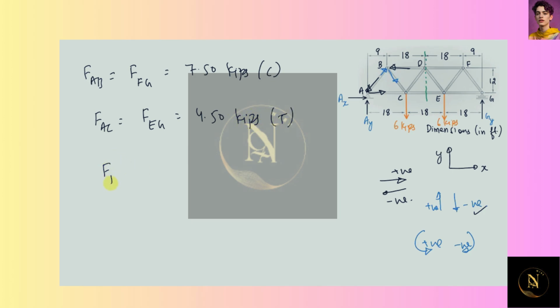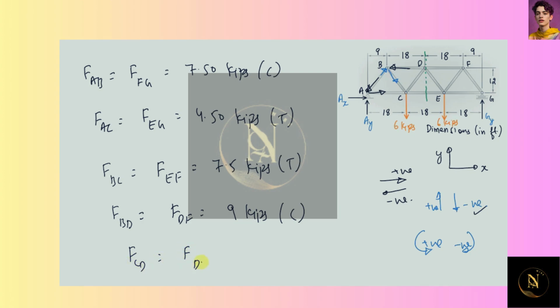Similarly FBC should be equals to FEF, and that is equals to 7.5 kips and the member would be in tension, and FBD should be equals to FDF, and it should be equals to FBD we have calculated earlier as 9 kips and the member would be in compression. And finally the force in the member CD should be equals to force in the member DE, and that is equals to 0. So these are final results.